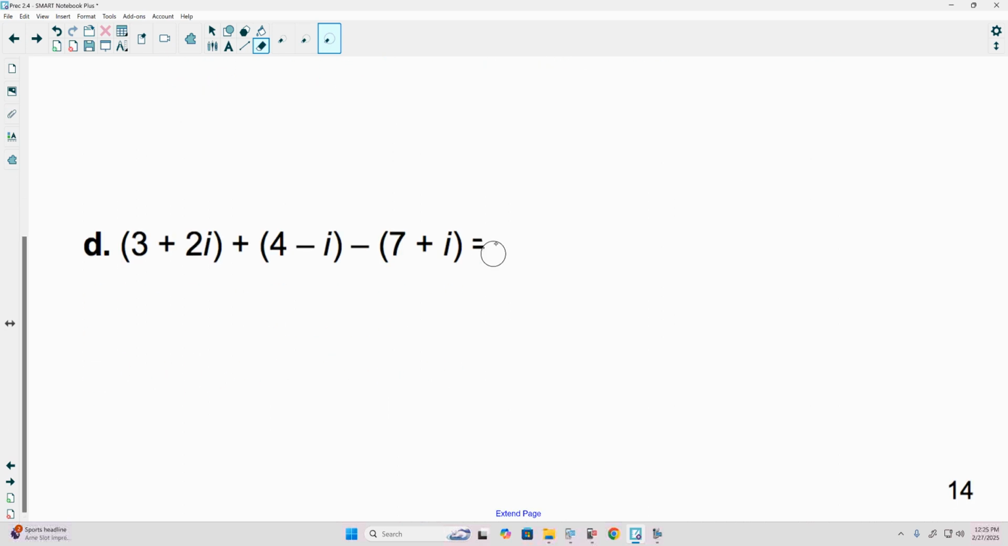Even this next one, we can do it in the calculator or we can do it by hand. If we do this by hand, the first thing we have to do is distribute or simplify these parentheses. First set of parentheses here we can just drop. Same with the second set. But with the third, we do have to distribute that negative, giving us negative 7 minus i. And at this point, we can combine like terms. 3 plus 4 is 7. Minus 7 would give us 0.